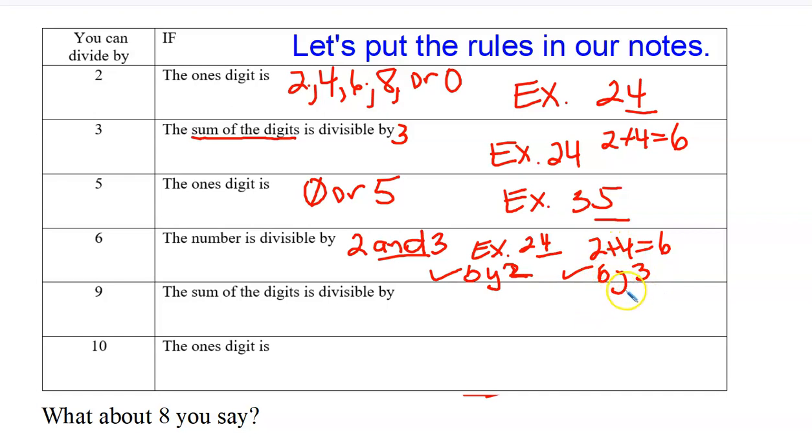So as long as a number is divisible by 2 and 3, then it's also divisible by 6, which kind of makes sense because 2 times 3 is 6.